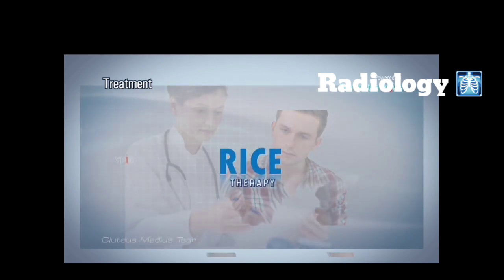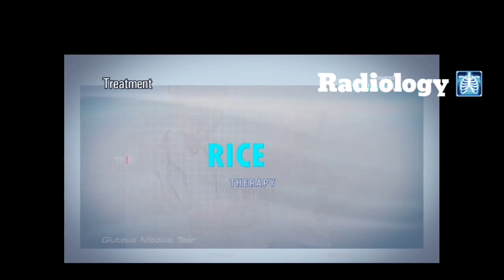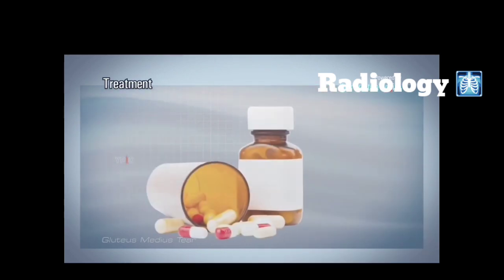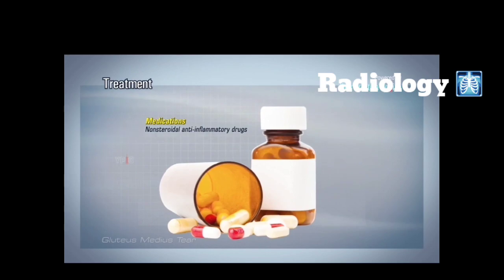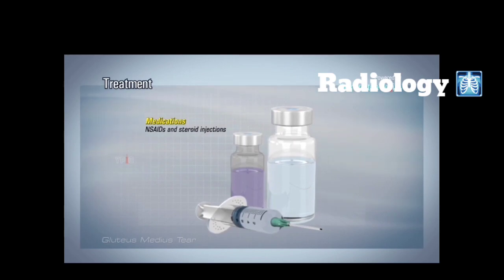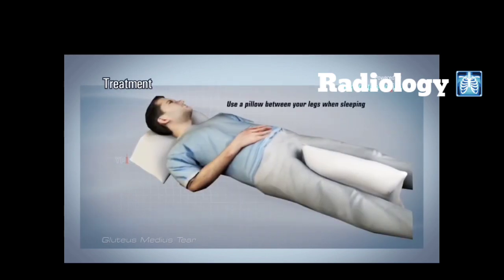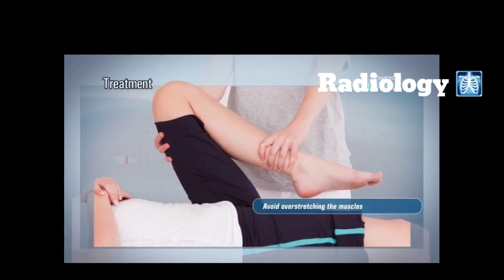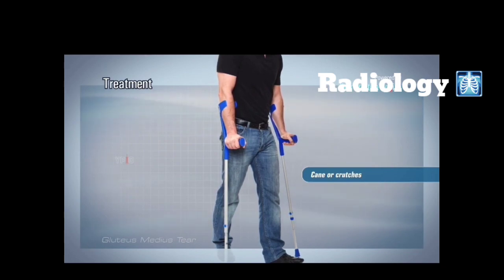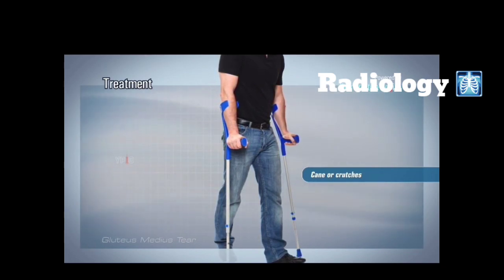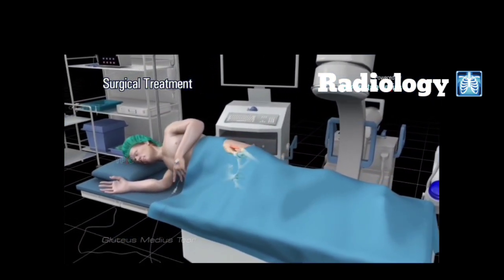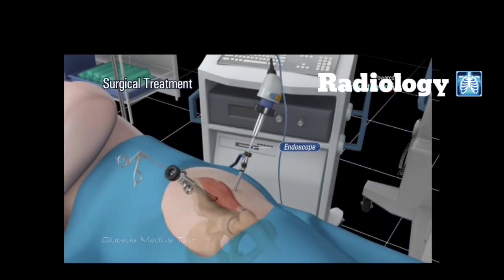Treatment: The aim of treatment is to restore the normal function of the gluteus medius muscle. Immediately following the rupture, RICE therapy is initiated and involves rest, ice, compression, and elevation. Medications such as nonsteroidal anti-inflammatory drugs or NSAIDs, and steroid injections may be given to reduce the pain and inflammation. You should use a pillow between your legs when sleeping and avoid positions that overstretch the muscle. Assistive devices such as a cane or crutches may be used temporarily to facilitate pain-free ambulation.